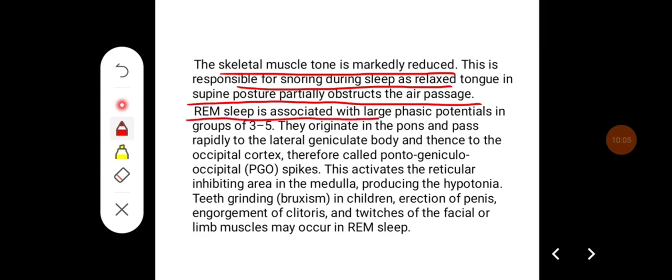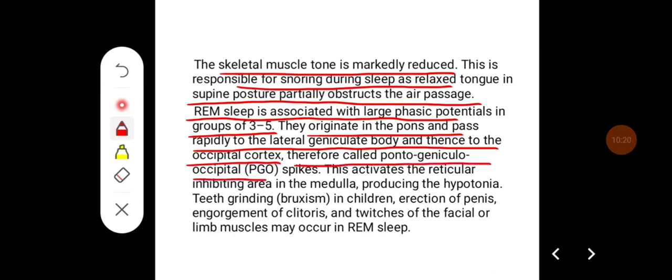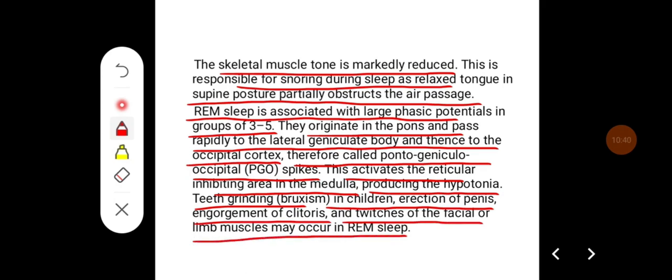REM sleep is associated with large phasic potentials in groups of 3 to 5. They originate in the pons and pass rapidly to the lateral geniculate body and thence to the occipital cortex. Therefore, they are called ponto-geniculo-occipital spikes, that is PGO spikes. This activates the reticular inhibitory area in the medulla, producing the hypotonia. Teeth grinding, that is bruxism in children, erection of the penis, engorgement of the clitoris, and twitches of the facial or limb muscles may occur in REM sleep.